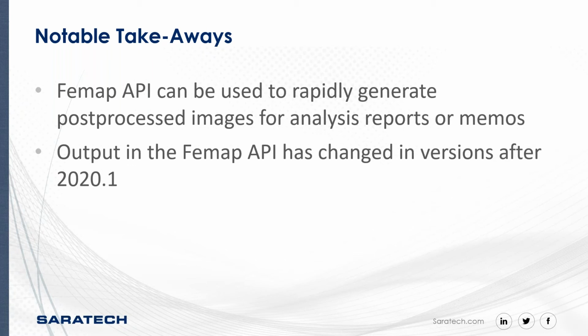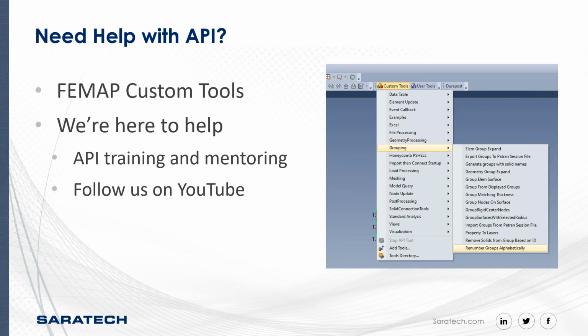The other thing that I do want to highlight again is that output in the Femap API has changed in versions after 2020.1. And there are other changes beyond what I mentioned here today, but we will be talking about those in a later session. So if you do need help with API, one of your most powerful assets are the custom tools.